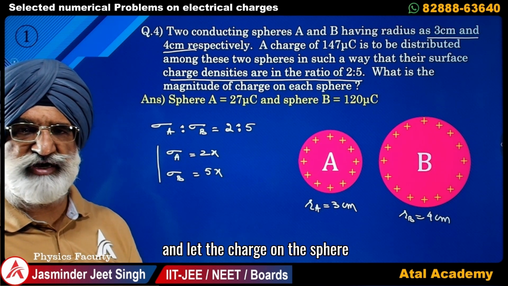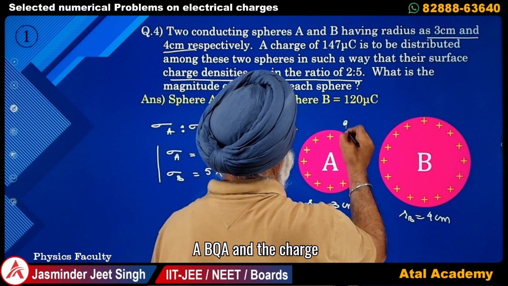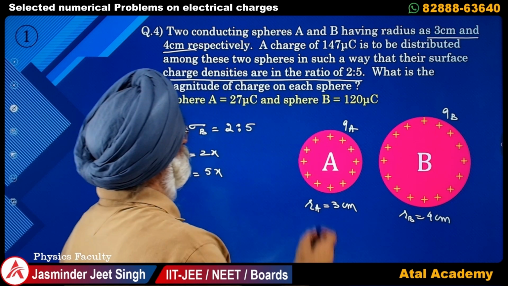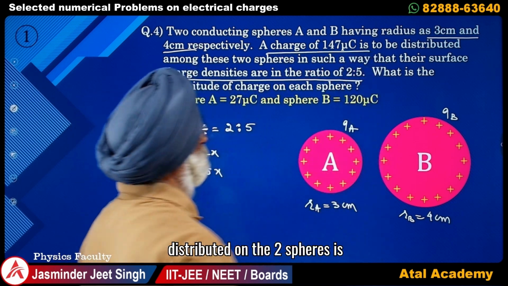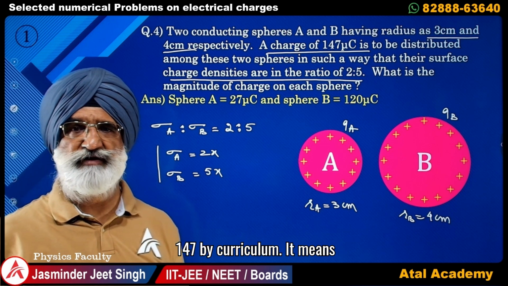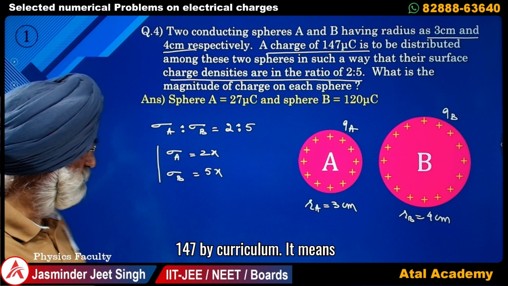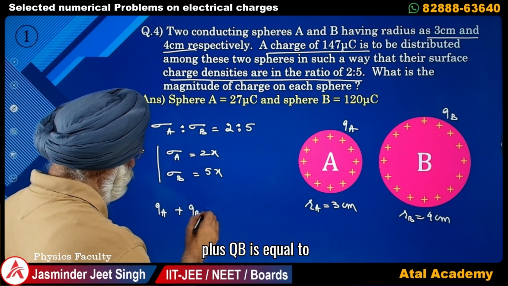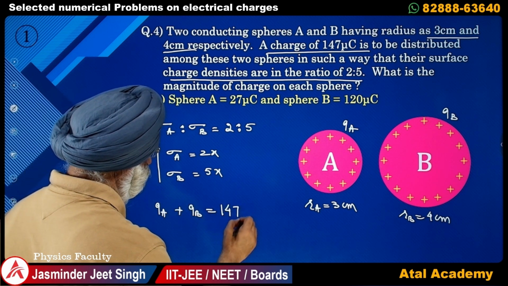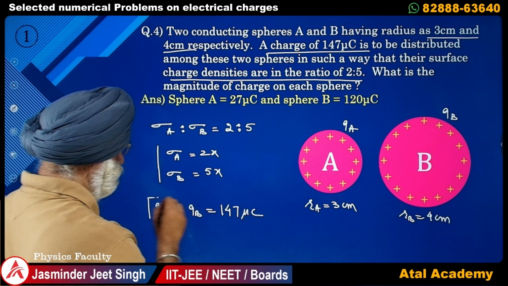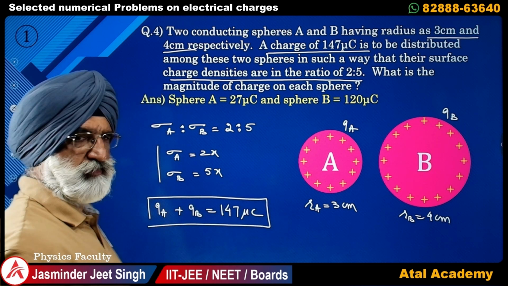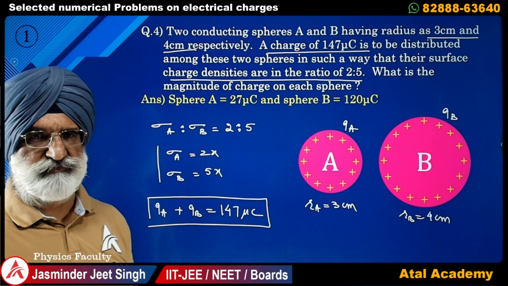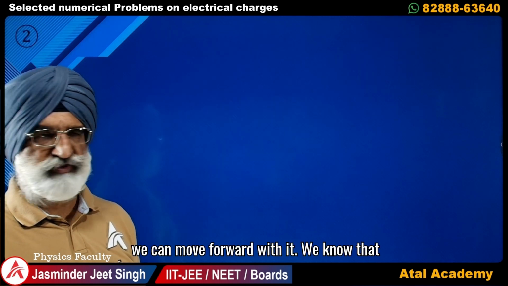Let the charge on sphere A be QA and the charge on sphere B be QB. The total charge to be distributed on the two spheres is 147 microcoulomb. It means that the sum of the charges QA plus QB is equal to 147 microcoulomb. Now we are supposed to find out what QA and QB should be. We can move forward with it.